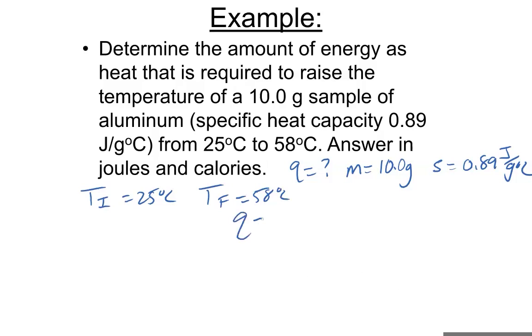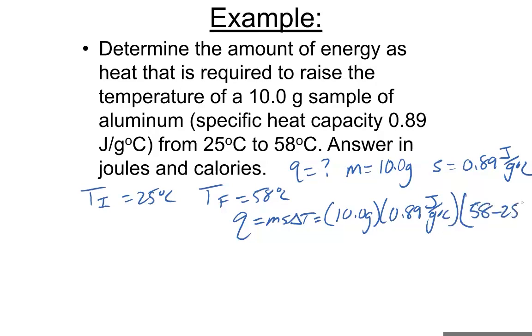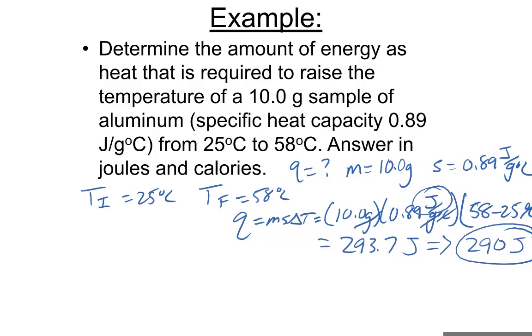So going into our equation here, Q is equal to m s delta T: our mass of 10 grams, our specific heat capacity of 0.89 joules per gram per degree Celsius, and again, final temperature, which is 58, minus our initial temperature, which is 25. And that's going to get us about 293.7 joules, as the grams will cancel and the degrees Celsius will cancel, and maybe something like 290-ish on a significant figure basis.